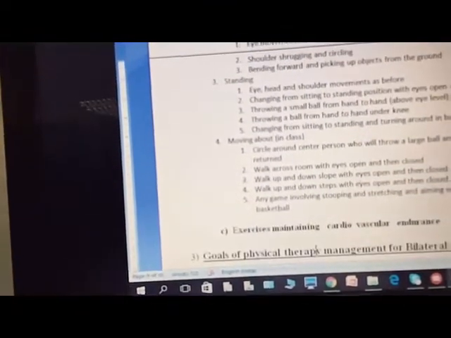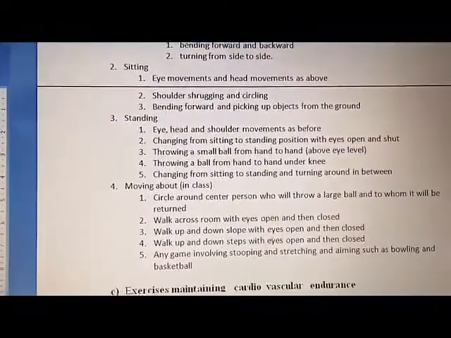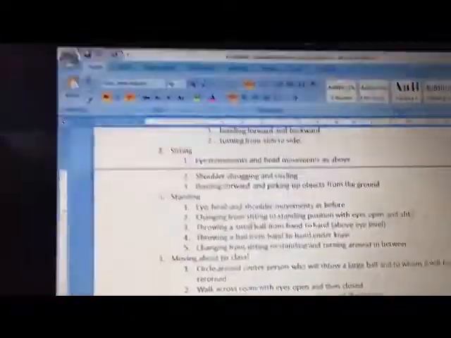Okay, now we are in the third one. Eye, head and shoulder movements as before. Eye means you have to do up and down, sides, then head flexion, back, side to side. Okay? And shoulder movements, shrugging and circling, back, front.